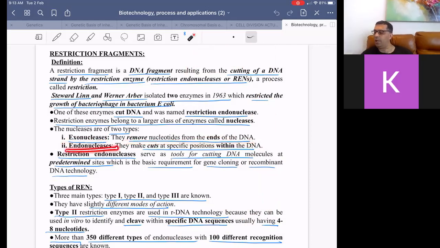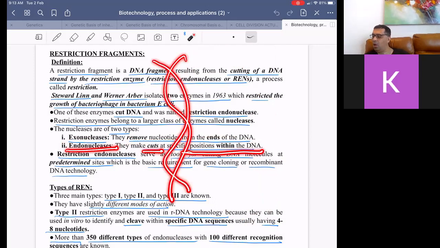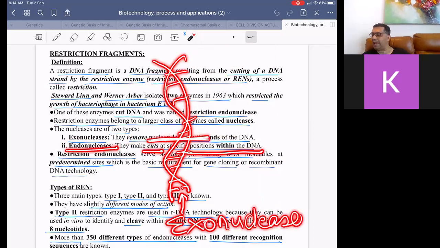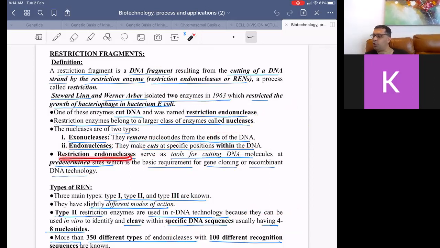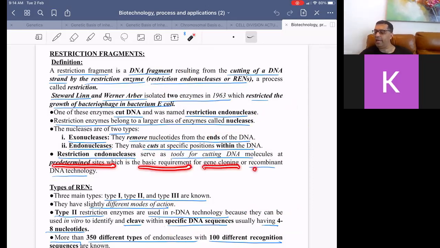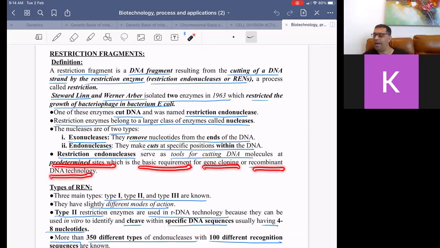And you have endonucleases that cut DNA at specific positions within the DNA. So if this is the DNA and cutting starts from the end, it is called exonuclease. And if it cuts at a specific point in the middle, then that is called endonuclease. So exonucleases cut from the ends and endonucleases cut anywhere in between. And restriction endonucleases serve as tools for cutting DNA at predetermined sites, which is the basic requirement for gene cloning or recombinant DNA technology.